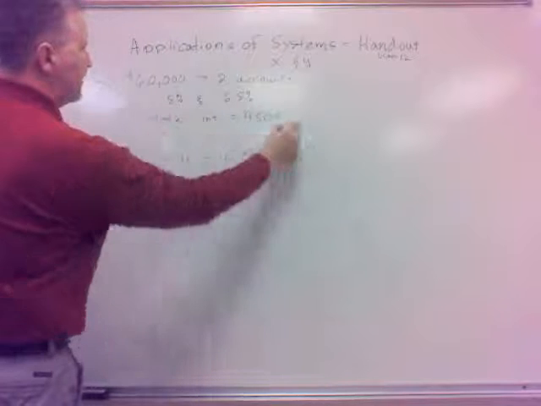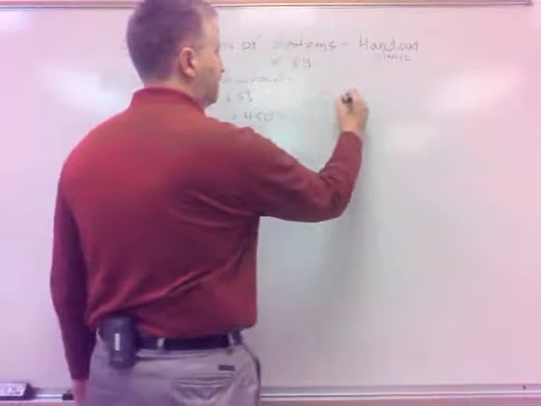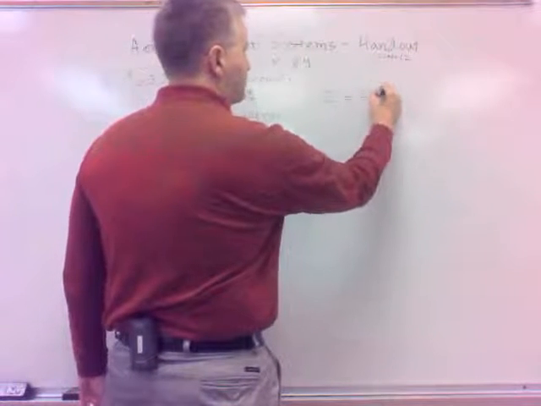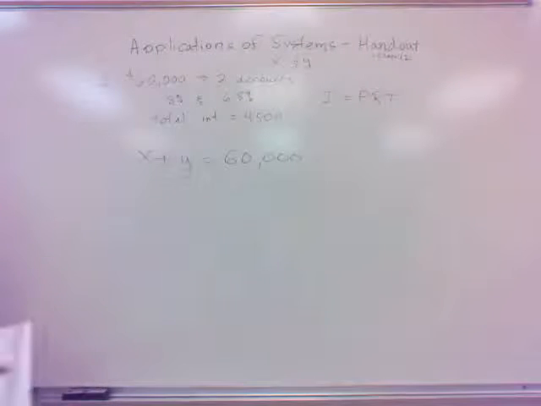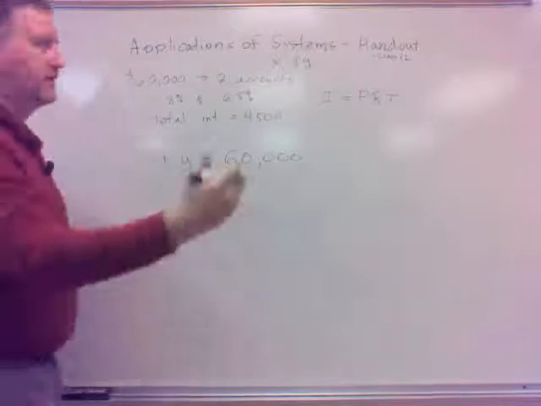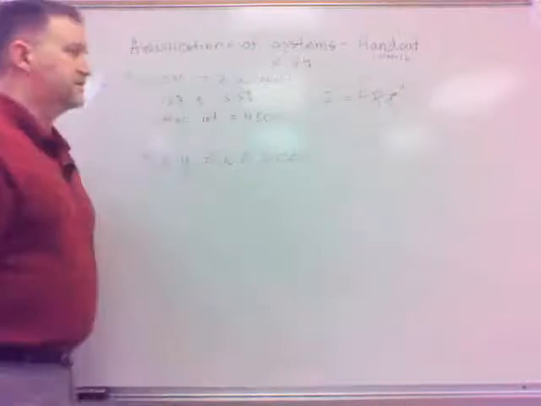The other equation comes out of the interest here. Now we're talking simple interest, and simple interest is principal times rate times time. We looked at compound interest before, but this is just simple interest, which is principal times rate times time, and even better yet here, we know our time is 1, so it's just principal times the rate.